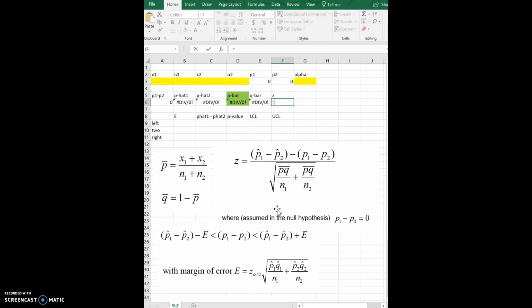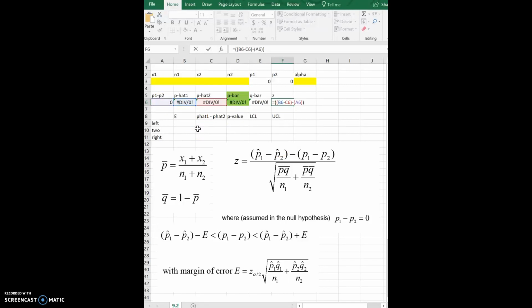So we're going to do equals P hat 1 minus P hat 2. So we're going to start with a bunch of parentheses. We're going to have 2 parentheses to begin with. This is the numerator, and it's this little section here. So P hat 1 minus P hat 2. Close our parentheses, minus open parenthesis. Then it's P1 minus P2. So P1 minus P2 is here, close parenthesis, close parenthesis.